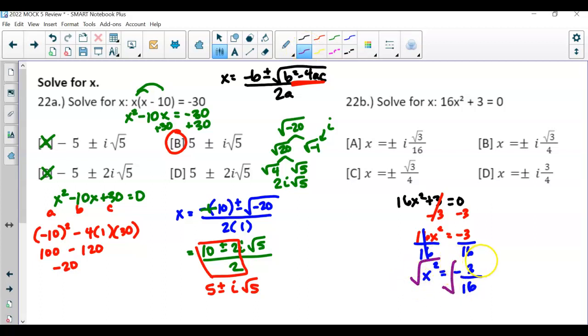I've got the square root here, which is the same as the square root of -3 over the square root of 16. Now, square root of -3, that's still the same as i, and then radical 3 over, well, the square root of 16 is plus or minus 4. So plus or minus, so that's why here the answer is C.